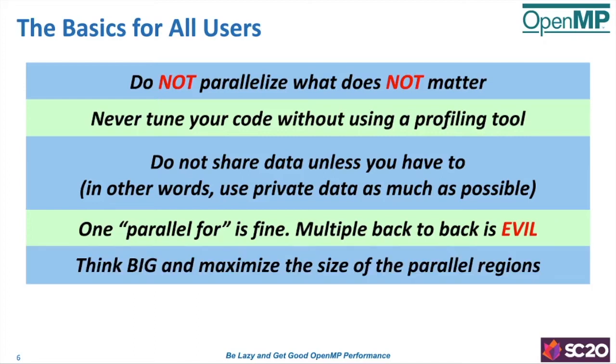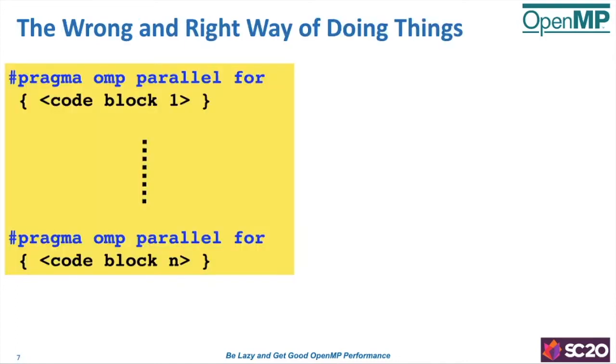Another golden rule is think big and maximize the size of the parallel regions. What do I mean by that? Ideally, you have just one parallel region, and all the work is concentrated in that. The reason is that a parallel region is relatively expensive. It also ends with a barrier, and a barrier is potentially very costly, so you want to minimize those, and you do that by maximizing the size of the parallel region. Try to have as few parallel regions as possible, and put as much work into a parallel region as you can. And here's an example of what I meant with those parallel for loops.